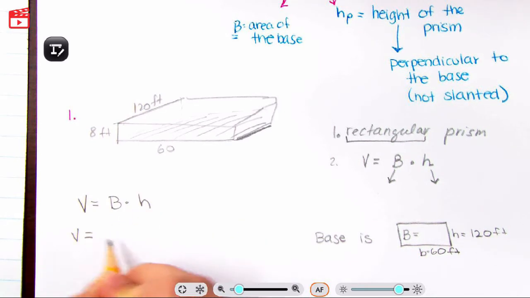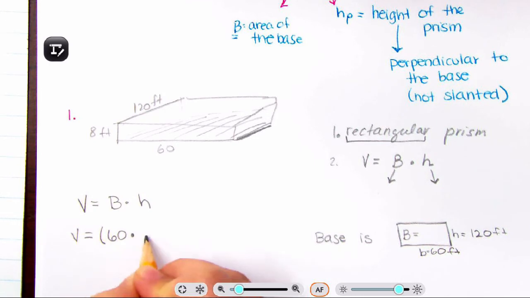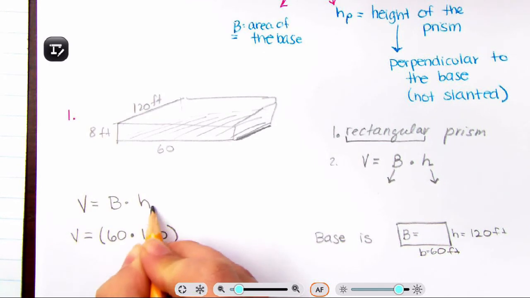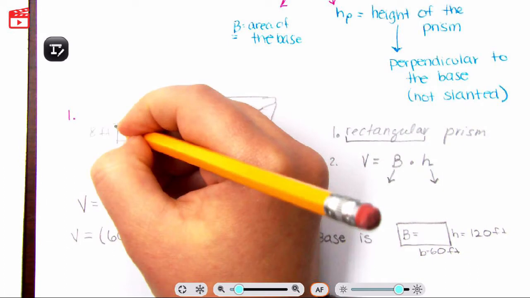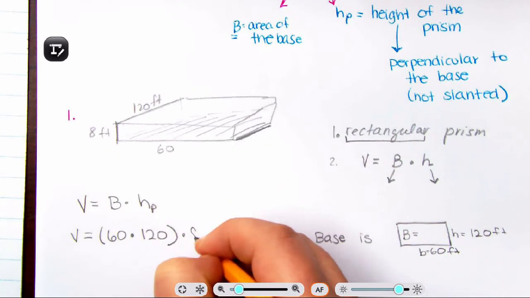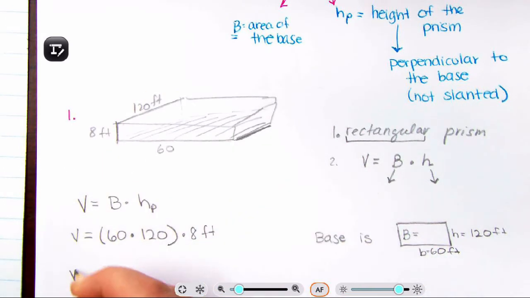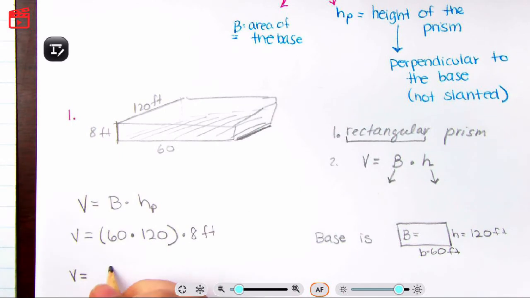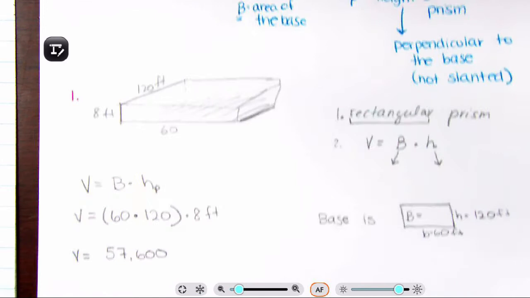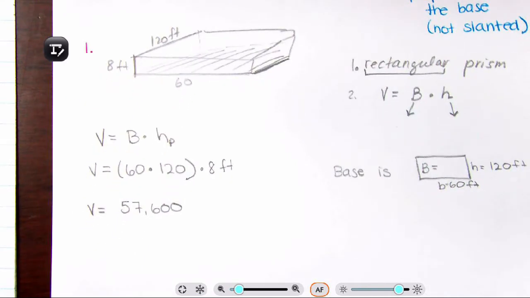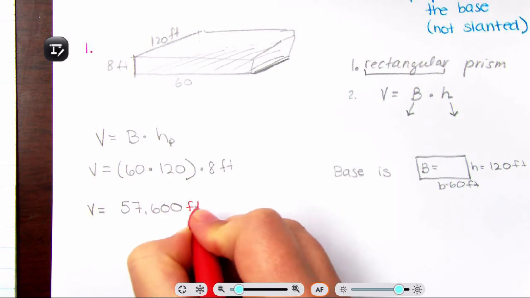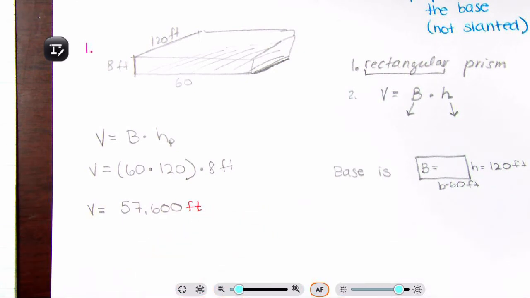So volume is equal to, what's the area of the base? Well, the area of the base is 60 times 120. The height of the prism is 8 feet. So the volume total is 57,600. Now, if you leave your answer like this, it would be marked incorrect. And that is because volume always has a unit of measure that is cubed.